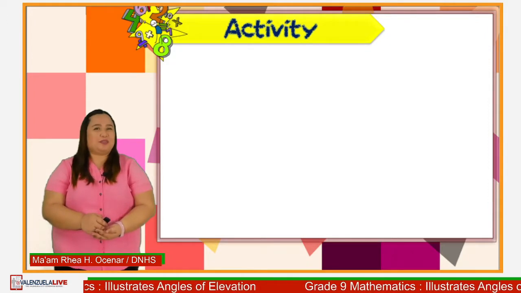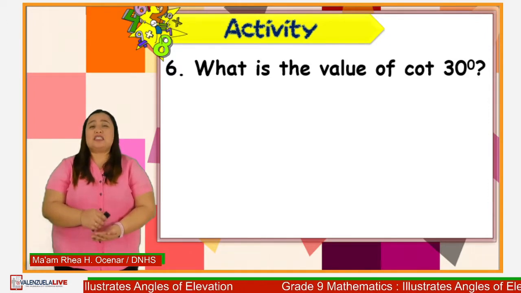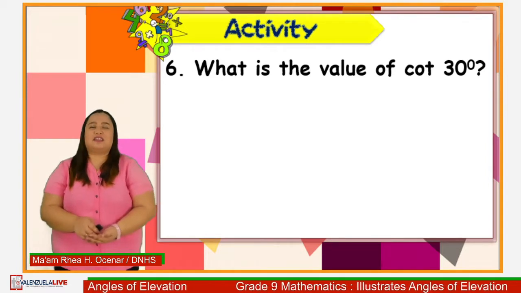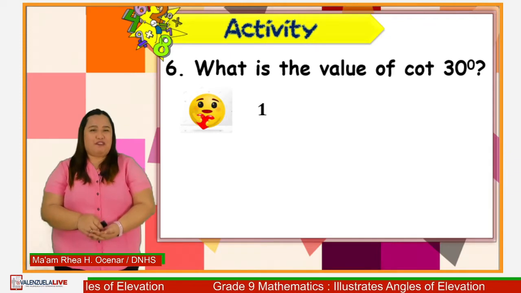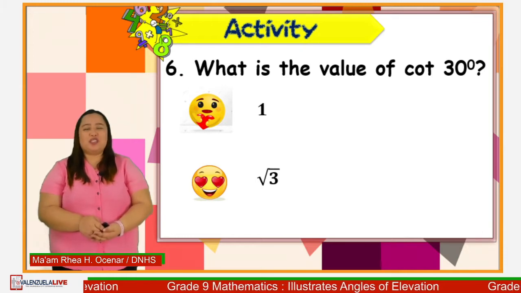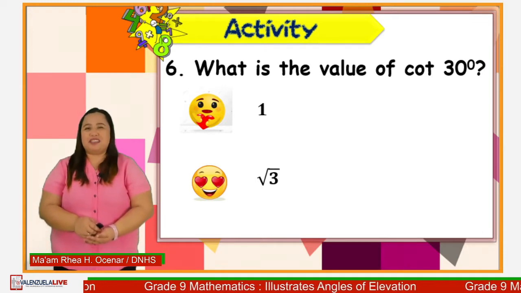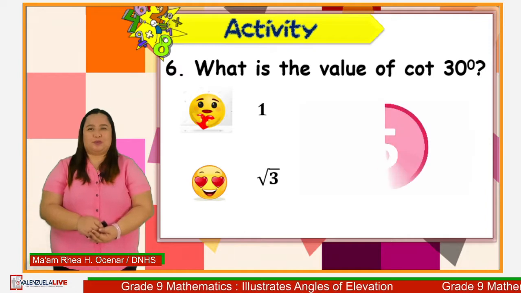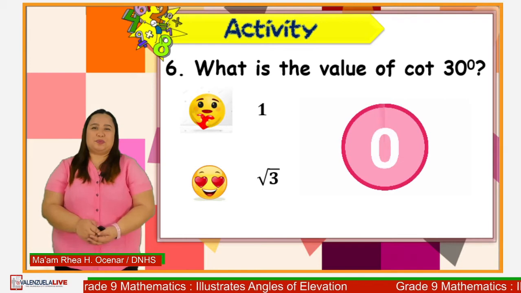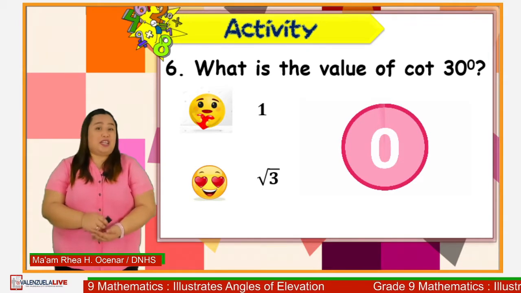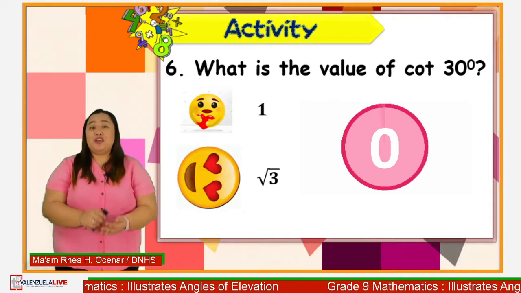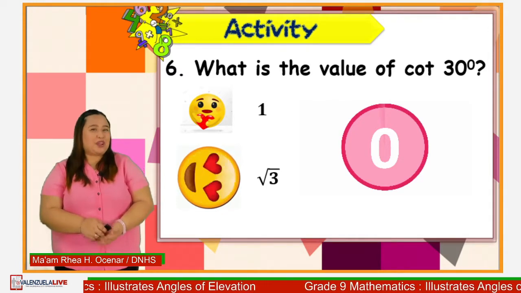Last question. What is the value of cotangent 30 degree? Hair emoji for 1 and in love emoji for square root of 3. 5 seconds, go. The answer is in love emoji. Did you get it all correctly? Great.